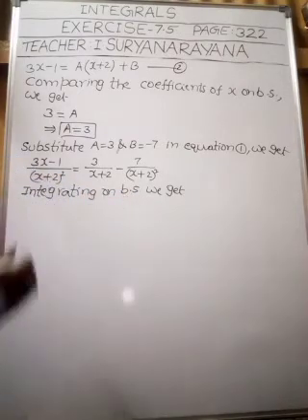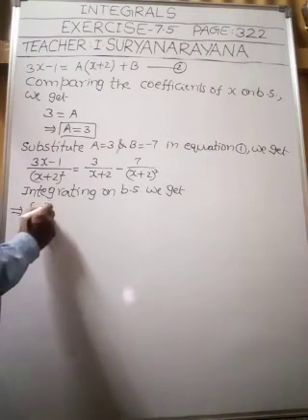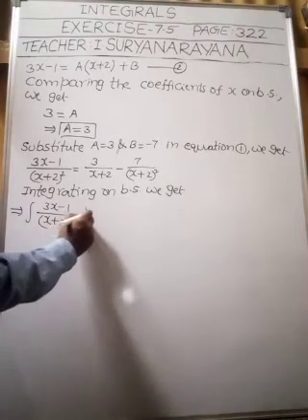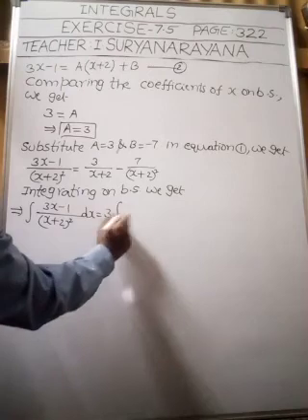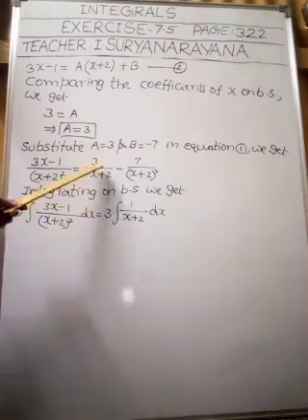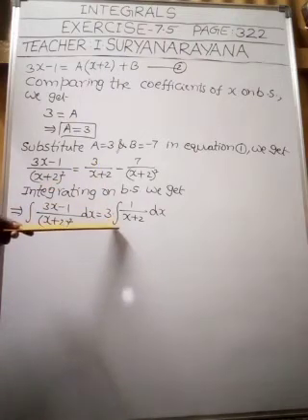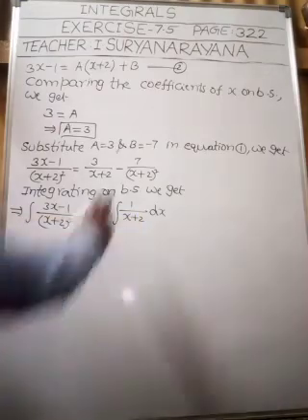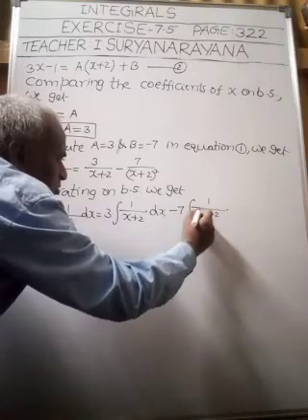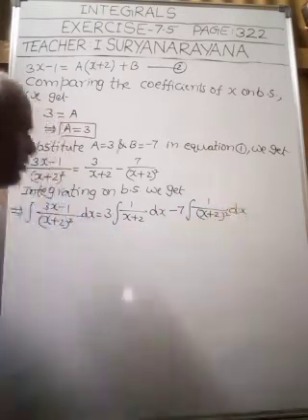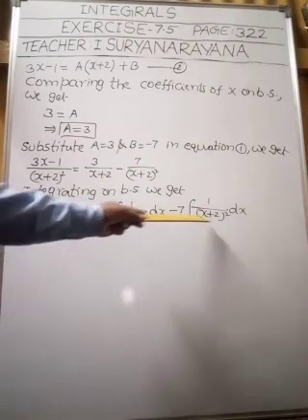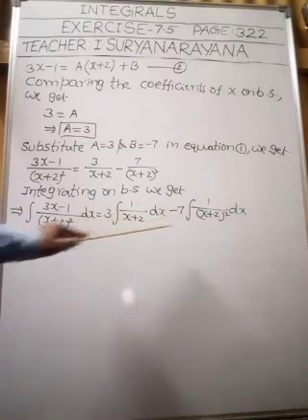Okay, my children. Right. This implies the integral of (3x minus 1) by (x plus 2) whole square dx is equal to 3 into the integral of 1 by (x plus 2) dx. Here I wrote the numerical coefficient directly before the integral sign, and I wrote the remaining function. Okay, my dear children. Similarly, minus 7 into the integral of 1 by (x plus 2) whole square dx. Here also for the second term, I wrote the numerical coefficient minus 7 before the integral sign, and I wrote the remaining function. Okay, my children, understood this one?